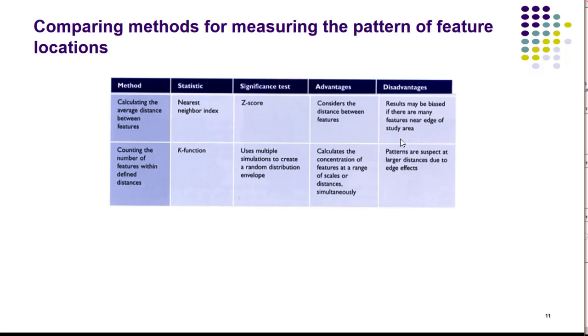So this is a comparison of the methods for measuring those patterns of feature locations. The nearest neighbor index, remember that was the first topic we had in this class. That used the z-score. It also considered distances between features, as the K function does. And the average nearest neighbor disadvantage was that the results could be biased because of the edge around that study area. So again, this edge effect is definitely something we have to take into account and consider for our analysis.